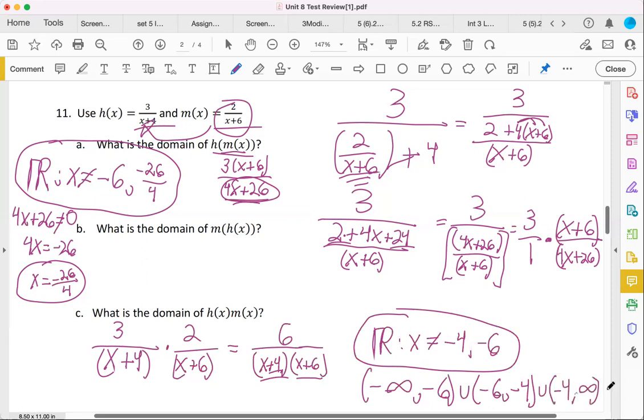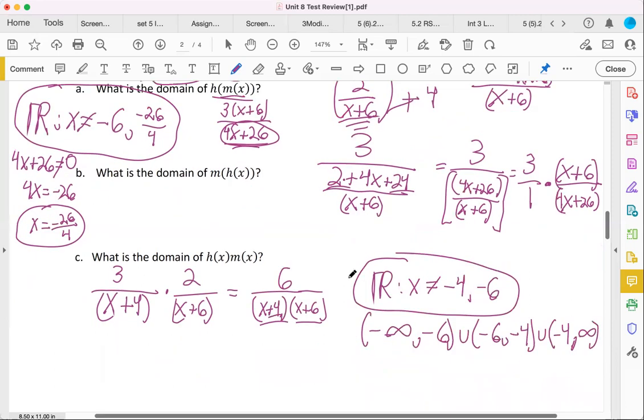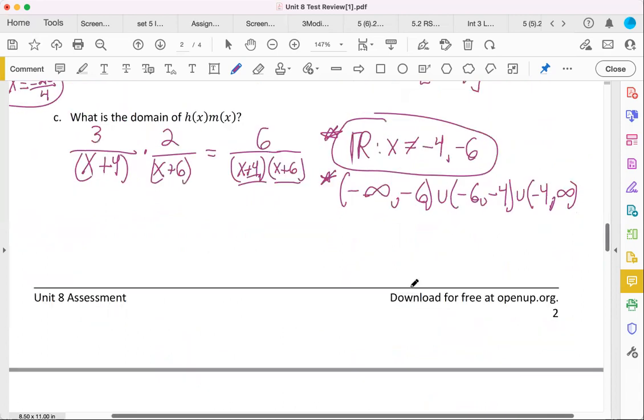So I guess let me know which of these you prefer to write. Are you more of this talking domain or more interval notation talking domain? Personally, I think that the first one's easier. I hope that this makes sense for the domain problems here.